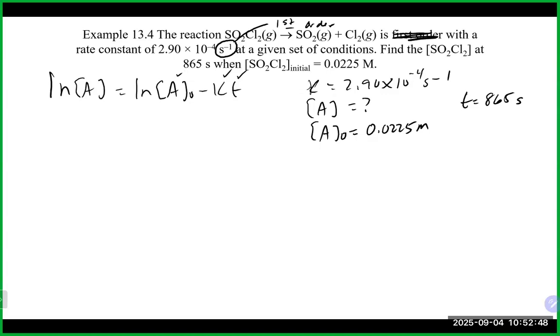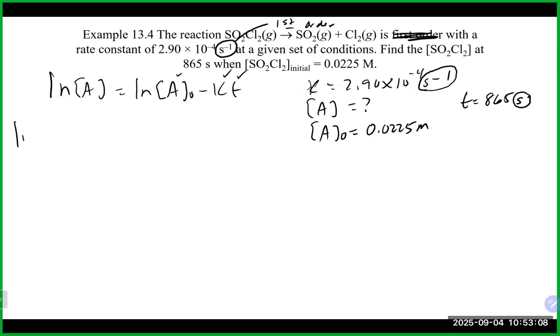We do want to just make sure, as I was talking about earlier, we're okay in this case because the unit of time on our rate constant and the unit of time here on the time value are the same units of seconds. If those were different, it doesn't really matter which one you would convert, but you do need to convert them to the same units.